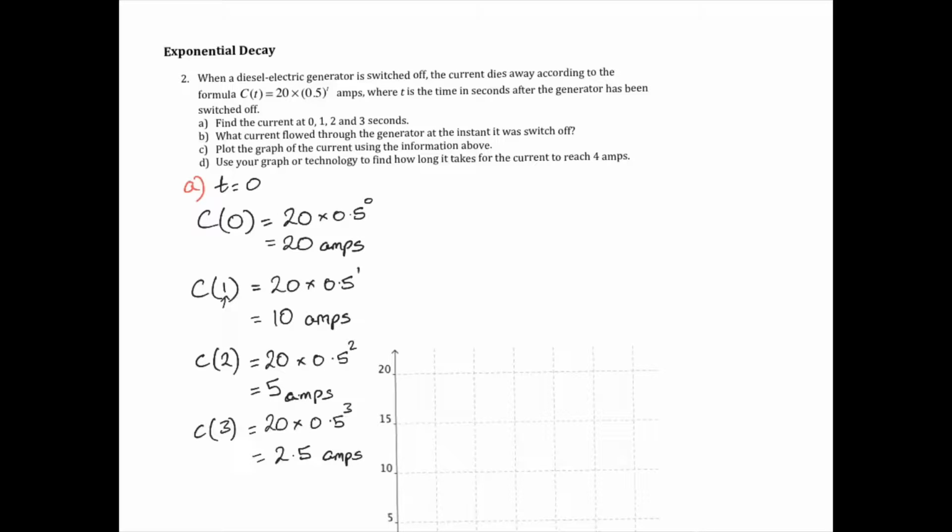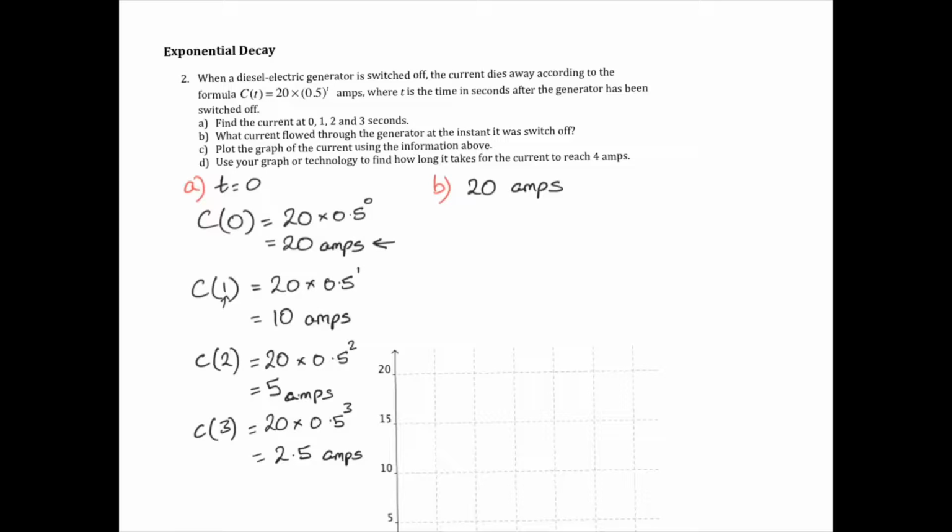So question B, what current flowed through the generator at the instant it was switched off? Okay, so in other words, what current was going through the generator at that initial time, at time is 0? That's this one here actually. So it's just 20 amps. So they're asking us for us to understand what that 20 means.